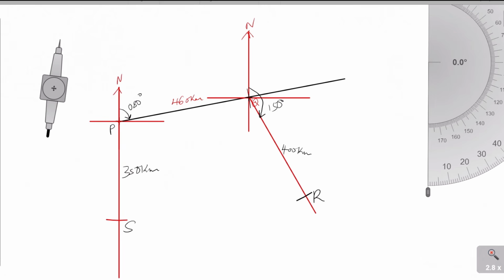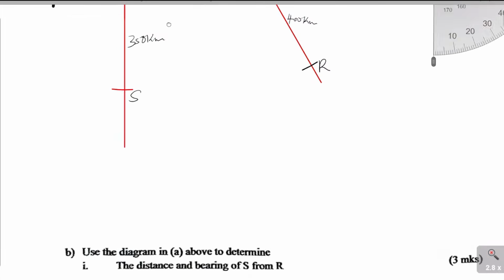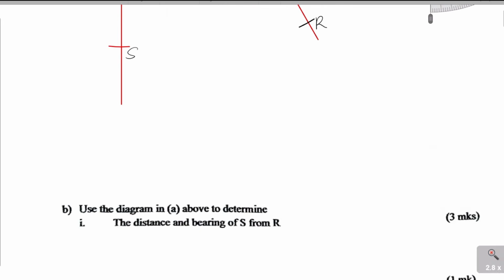Now, you have indicated all the positions of P and Q. So you have P here, Q here, R here, and S here. Now we go to the questions. The questions are here. The first question: use the diagram above to determine 1, the distance and the bearing of S from R.